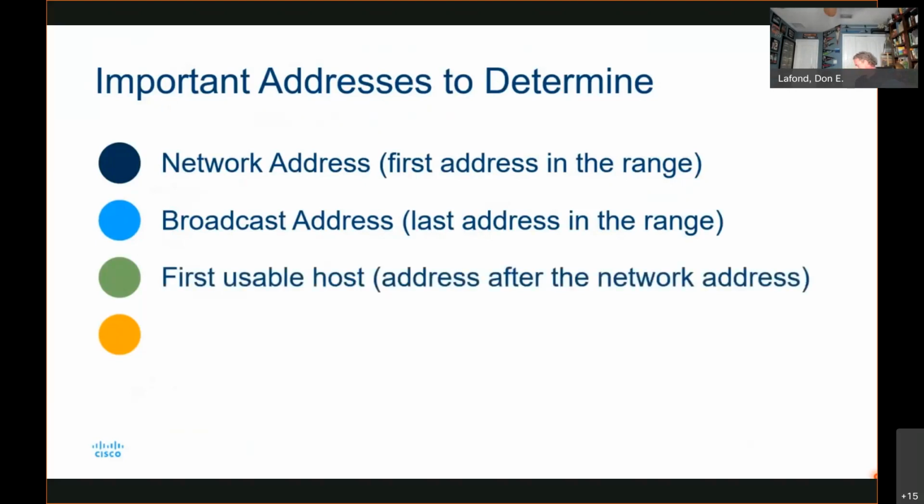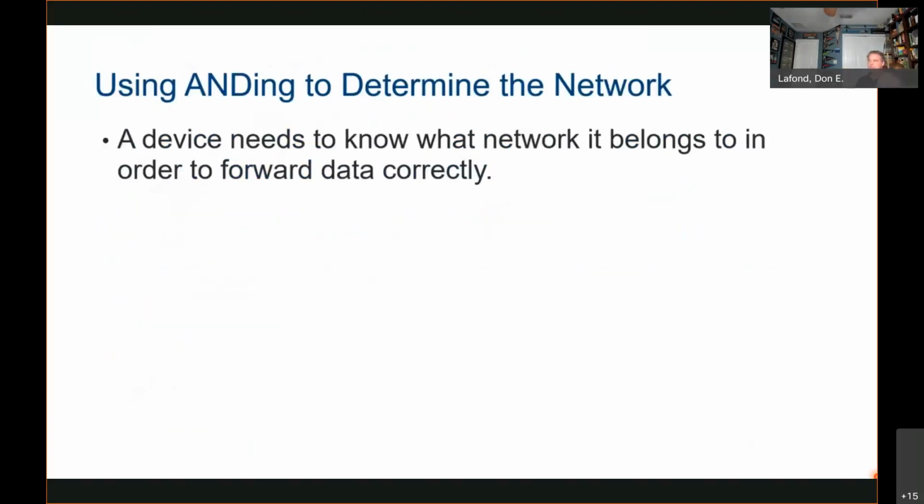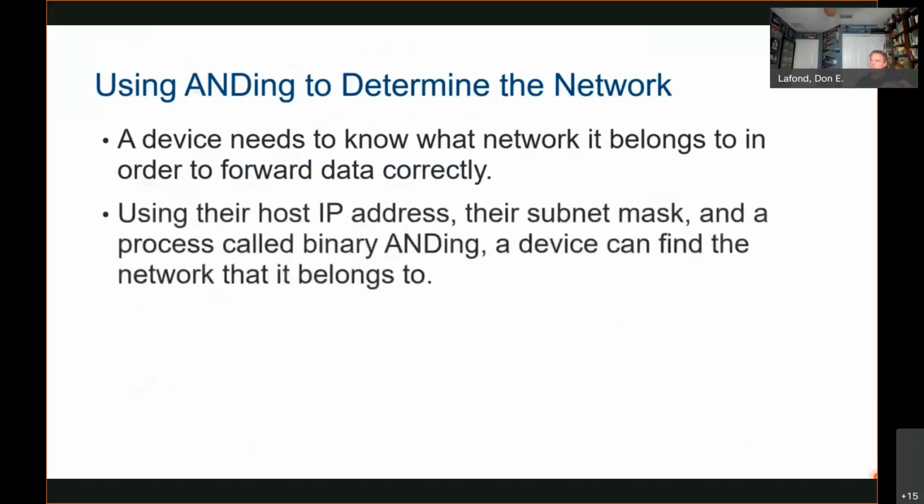All the IP addresses between the network and the broadcast addresses make up the usable or valid host range and can be used to address the hosts on the network. Let's take a look at how these addresses are determined. In order to forward data, a device needs to know what network it's on. Using their host IP address, their subnet mask, and a process called binary ANDing, a device can find what's referred to as the network address. This address represents the network to which the host belongs and will be slightly different than its host IP.